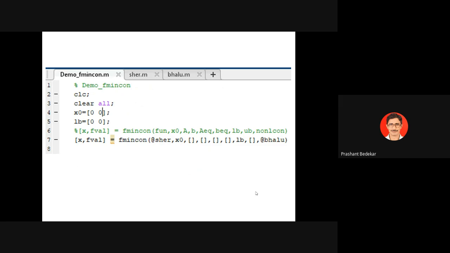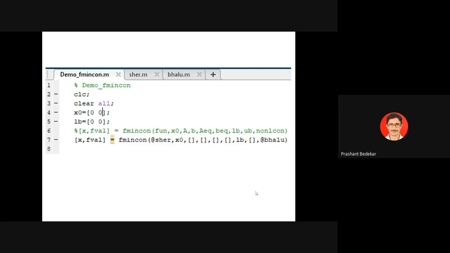Say, for example, first file, which is a main file. The name which I have given to this file is demo_fmeancon.m. There is one thing more. Those who have used MATLAB know this thing, but those who are beginners write a program and name it fmeancon because they are using fmeancon. So, याद रखने के लिए अच्छा होता है.